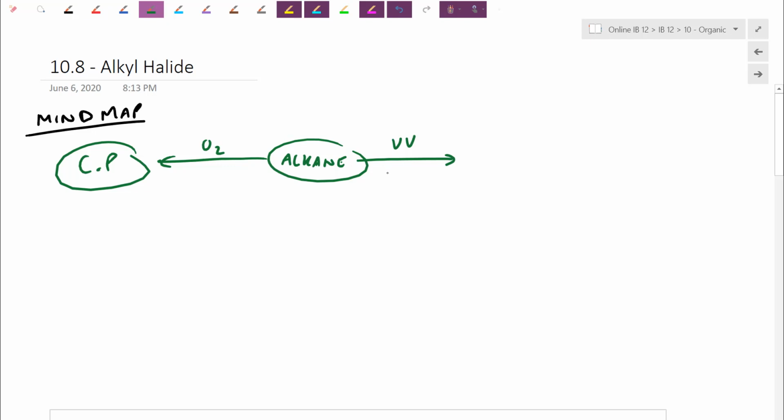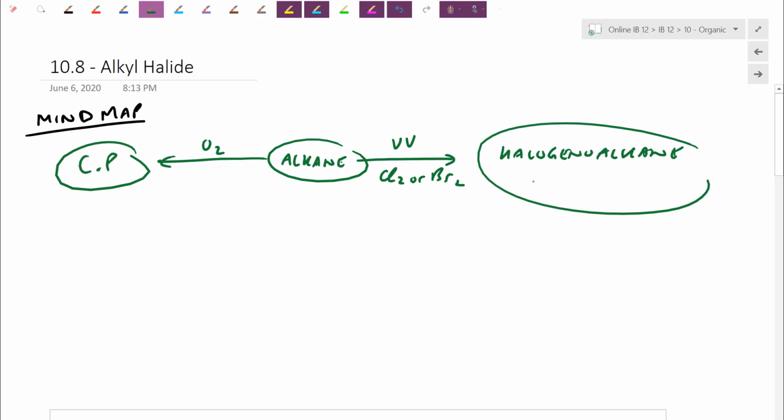So if I end up reacting it with, let's say, Cl2 or Br2, we can end up substituting some of the chlorines and bromines onto the alkane. And this one here ended up forming a halogenoalkane. It's an alkane with a halogen on it, or you can call it an alkyl halide. Both names are perfectly fine. Today we'll actually do extensions from this. What are some reactions that alkyl halides do? It's going to make this mind map even bigger.